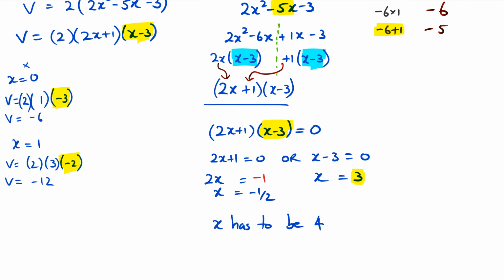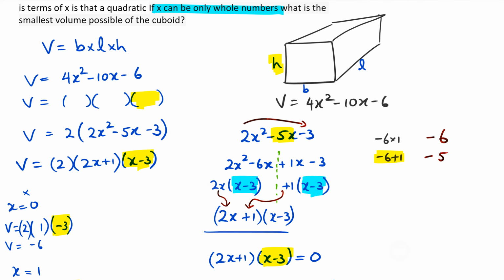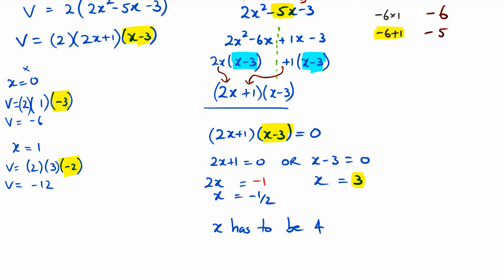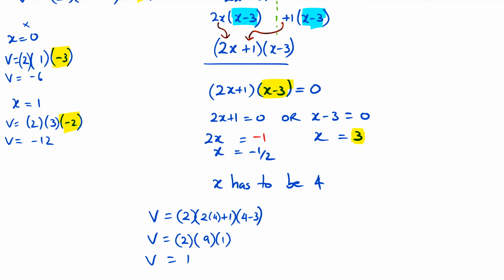So once we figured out that x has to be 4, we can go back and find out what the smallest possible volume is. So if x is equal to 4, then our volume equals 2 multiplied by 2 times 4 plus 1 multiplied by 4 minus 3. So when we do this, we get volume is equal to 2 multiplied by 8 plus 1, which is 9, times 1. So volume ends up being 18. This is when x is equal to 4.